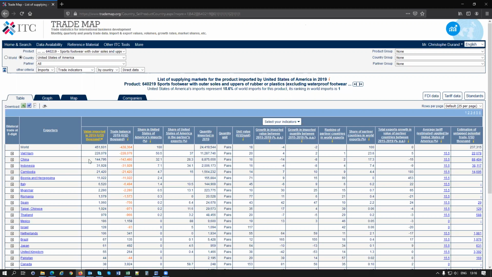Now the question number one is: tons as a unit for shoes may not be applicable. Is there a way to look at it as a number of units?